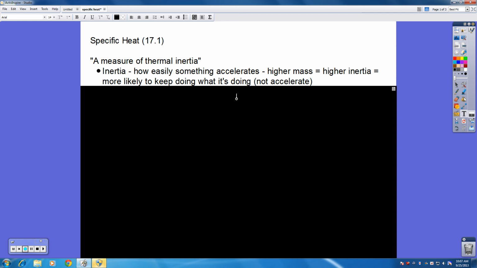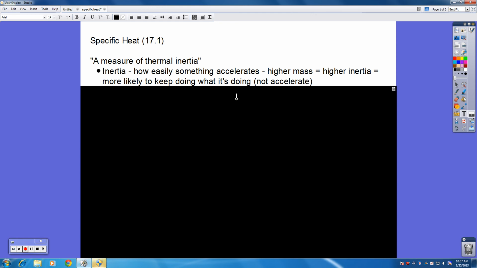So let's take the example of an elephant. An elephant has a very high mass, so it has a very high inertia. So it's likely to keep doing what it's doing. If the elephant is stopped, it's going to stay stopped. It's going to take a pretty big force to accelerate that elephant, get it to start moving. But if this elephant is charging at you, it's going to take a pretty big force to stop it as well. It's going to be likely to keep charging at you or to keep going, and it's going to take a big force to stop it.